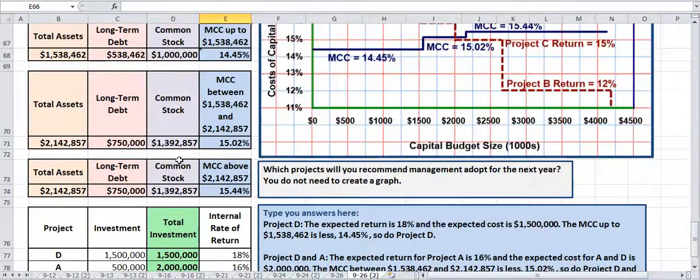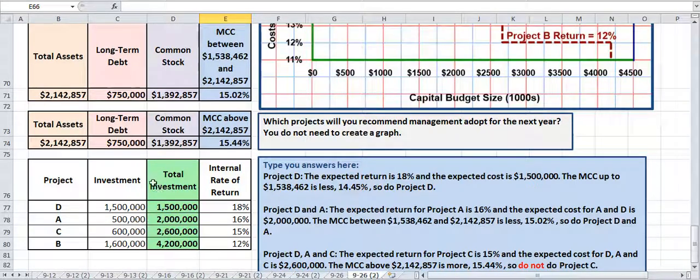Now, the important thing here is that these projects are cumulative. So you want to rank them in order of highest return to lowest return. So it's D, A, C, B. And then you want to look at the cumulative investment. So I put just simple sum formulas in here, which adds these up as we go, because you're not looking at these projects in isolation. You're looking at them as a group.